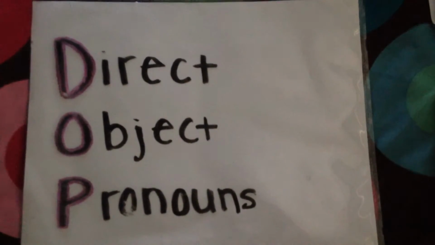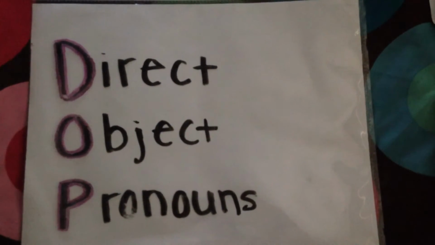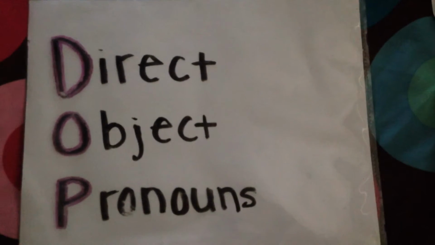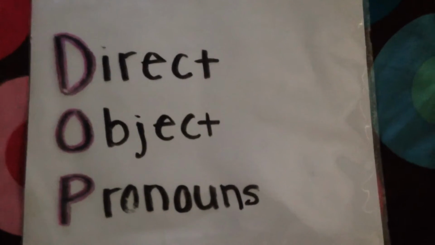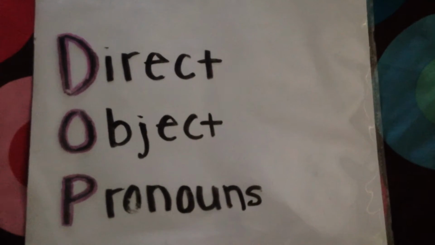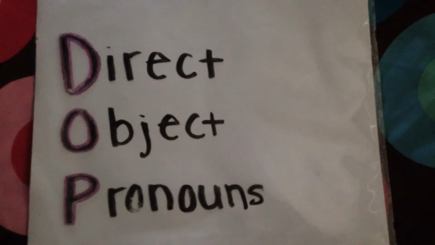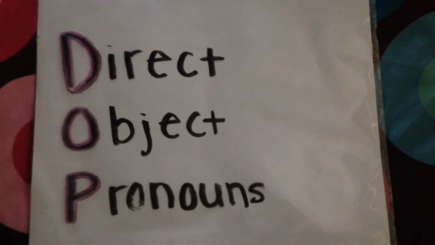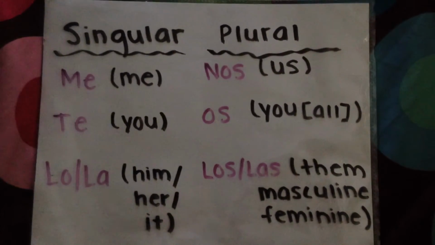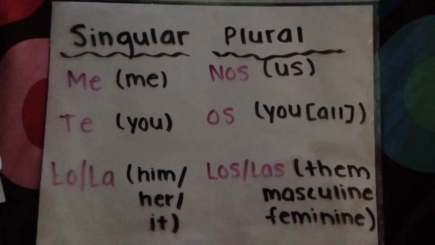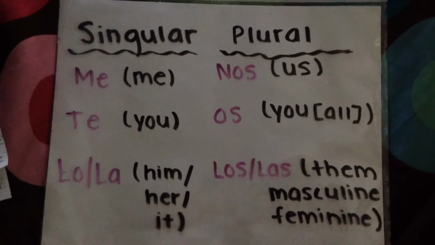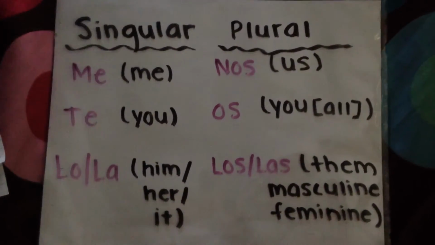Direct object pronouns, DOPs. Direct objects are nouns which receive the action of a verb in a sentence. DOPs replace that noun, just like personal pronouns replace the subject noun in a sentence. Direct object pronouns replace the direct object noun in a sentence, which can be a person or thing. For singular, it would be me, te, lo, la. For plural, it would be nos, os, los, or las.